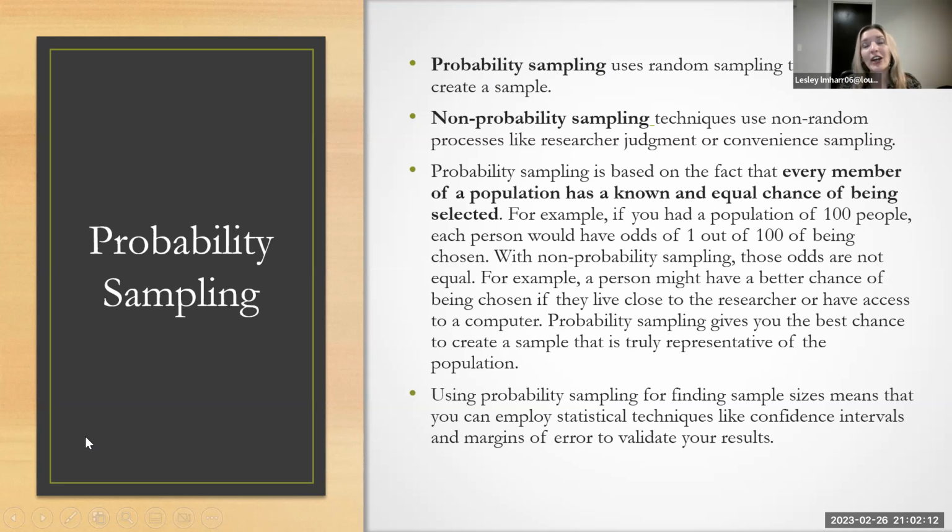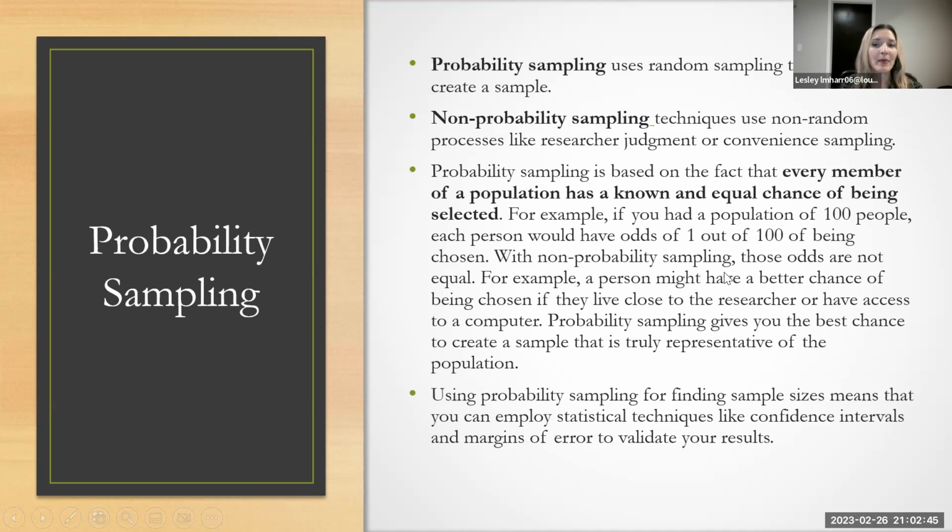Okay, let's move on to pathway 2, which is probability sampling. Probability sampling is used in randomized control trials. It really embraces this idea of random sampling techniques. Probability sampling is based off the fact that every member of the population is known to have an equal chance of being selected. So if you had a population of 100 people, each person would have the odds of 1 out of 100 of being chosen to be in the study.